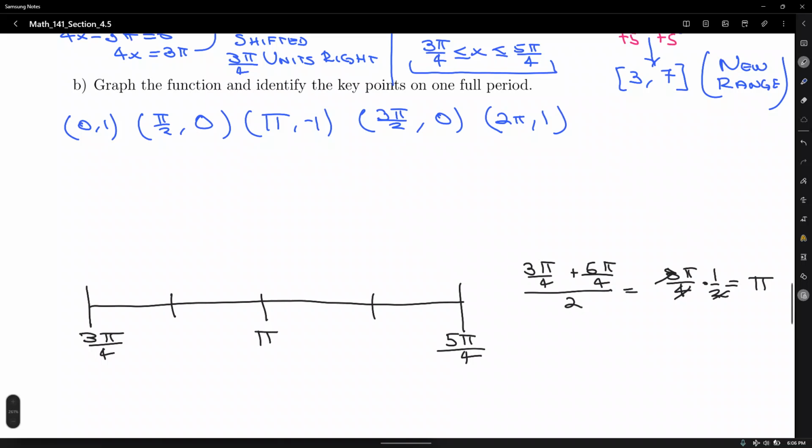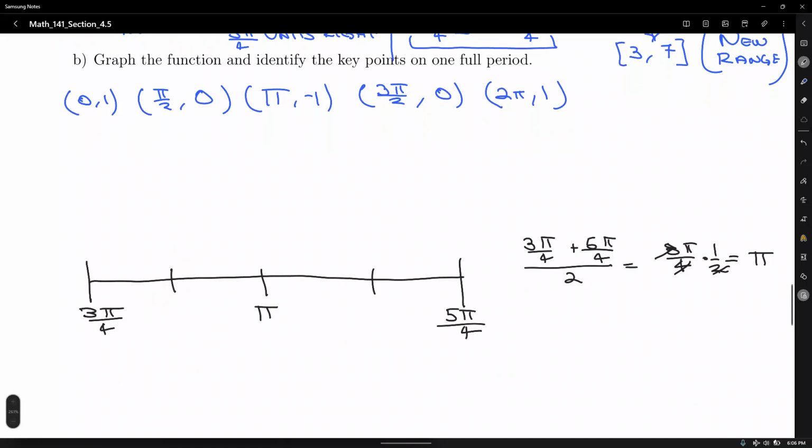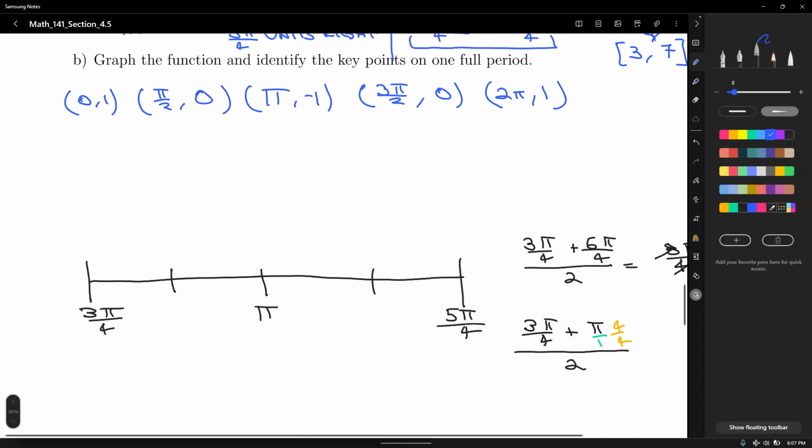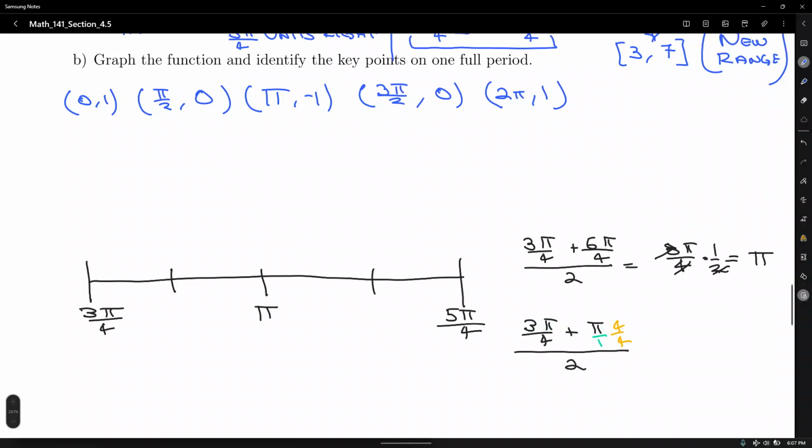Now we need to find this value in between 3 pi over 4 and pi. And again, that's essentially the average of these two values, and then divide everything by 2. Now, this calculation might be a little tricky because we would need to find least common denominators to combine the fractions together. Not 2, it's actually 4. Okay, so what is this going to be? 3 pi over 4 plus 4 pi over 4, isn't that 7 pi over 4?